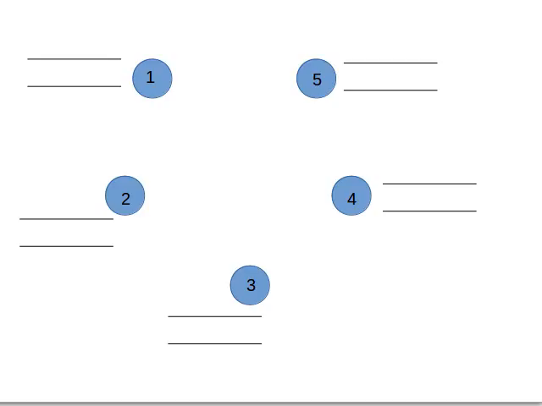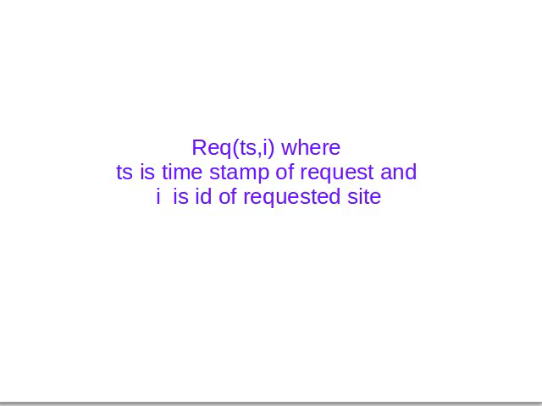A site can enter into critical section only by sending the request messages. So each site maintains a queue to store the requests that have arrived at that site. Right? Next, the request message.